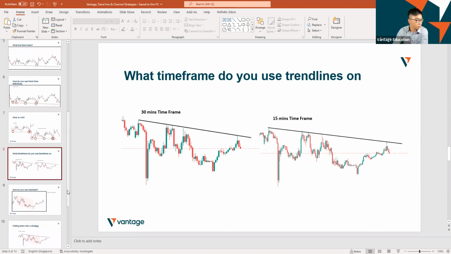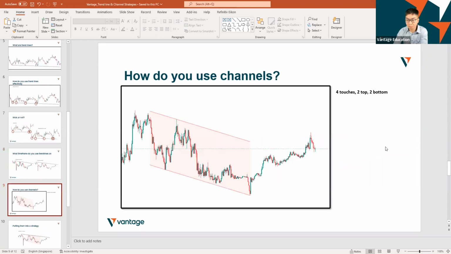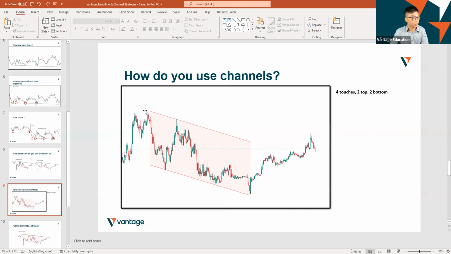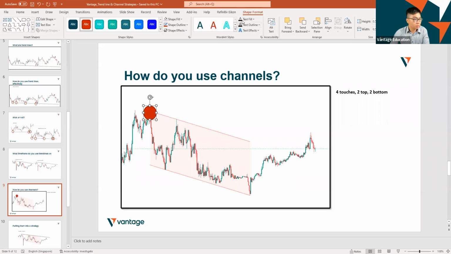So how do we use channels? A channel, we can have a bearish or a bullish channel. Let me type out bearish or bullish channel. Okay, so right here, what we have is a bearish channel where there are 2 touches. Supposedly you're supposed to have a touch here. Shape fill, no fill.